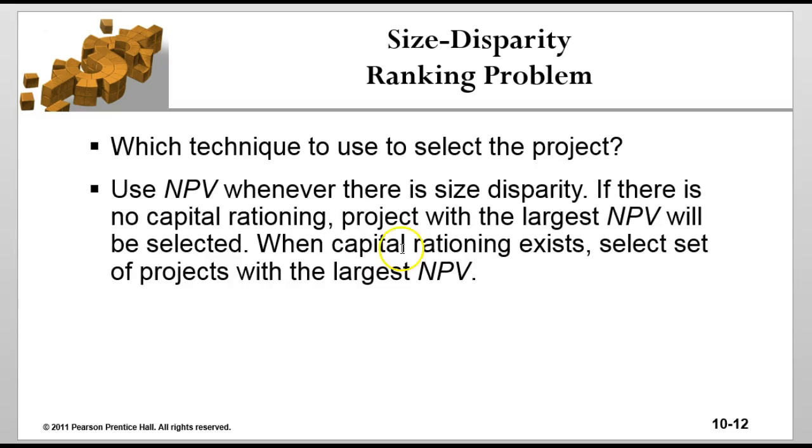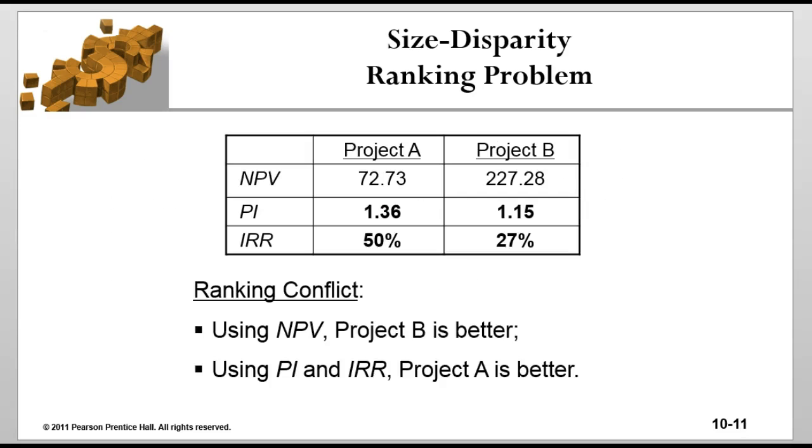And that's when you come down to conventional wisdom. Which technique would you use? Well, you would use NPV whenever there's a size disparity. If there is no capital rationing, the project with the largest NPV will be selected. If there is capital rationing, you'll select a set of projects with the largest NPV. So if you're just looking at an individual project, two of them together. But if you have rationing, then you would pull out. So NPV in the case of size disparity.